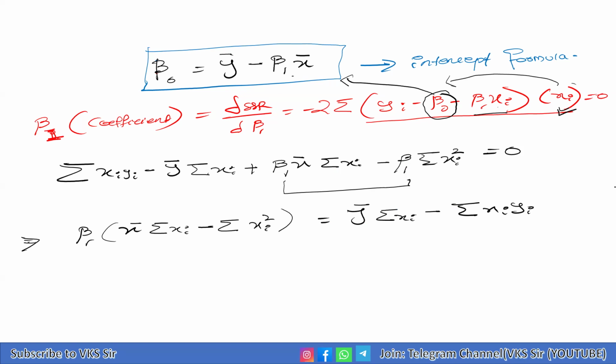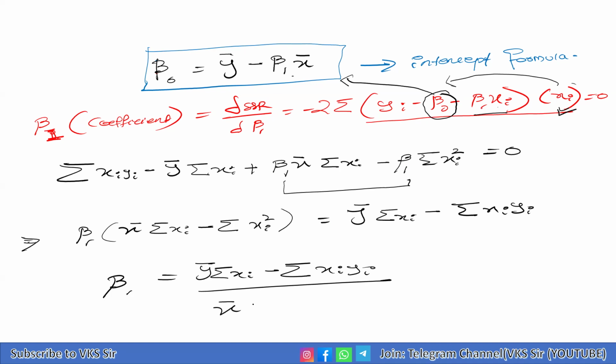So right now, let's solve for beta 1. I can write like this. Beta 1 is equal to y mean sum of xi negative sum of xi yi divided by x mean sum of xi negative sum of xi square. So now this is the thing we just got.